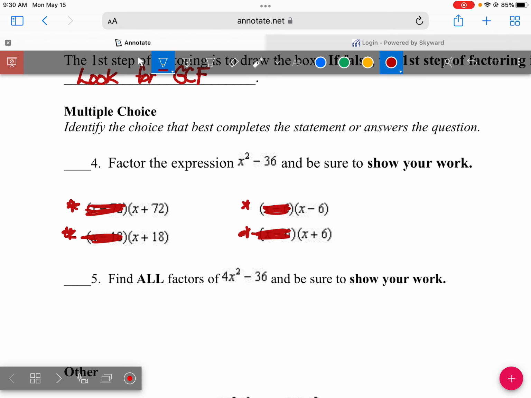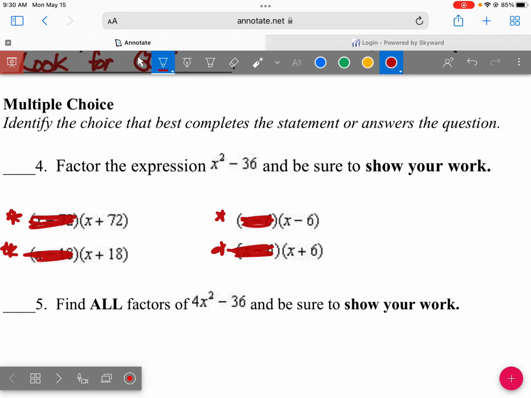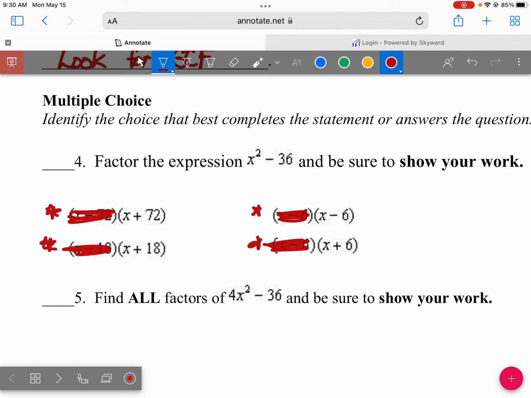So looking at this, this does not have 3 terms, so I can't use the box. Well, we actually could. So as I look at this, this is subtraction of x squared in the first position and 36. So this is that difference of 2 squares.